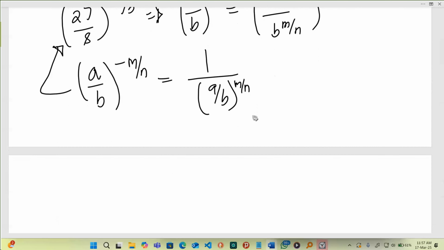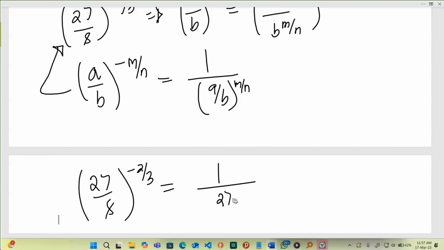So this is actually what is going to be applied here. So what I'm going to do, I will say 27 out of 8 power negative 2 out of 3 is equal to 1 out of 27 out of 8 power 2 out of 3.